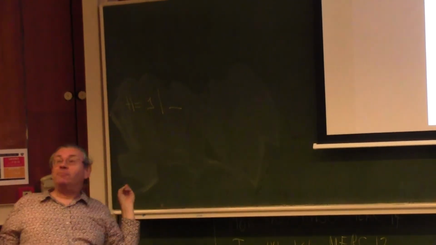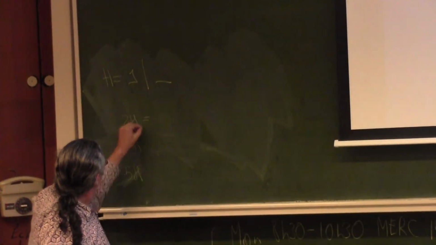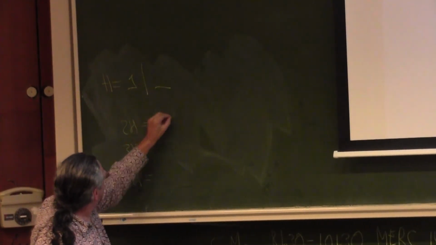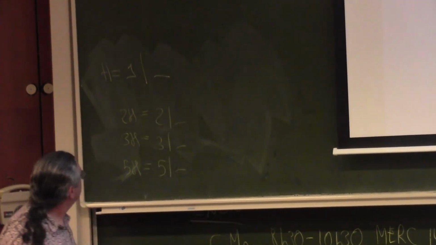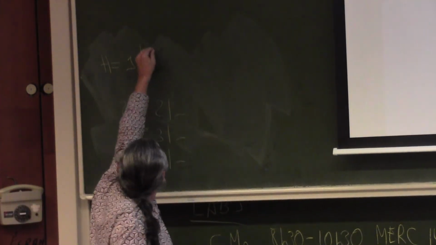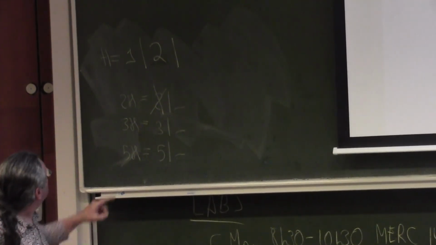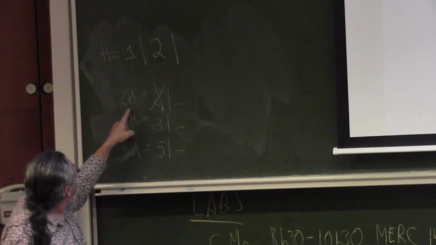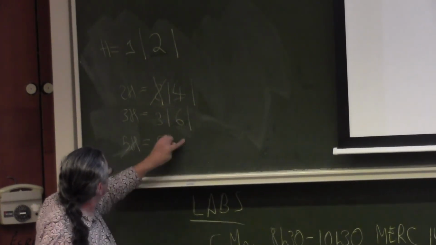So h is 1. We know it has to start with 1. Okay, so we have 2h, 3h, and 5h. So 2h is 2, 3h is 3, and 5h is 5. The smallest of these is 2, so the next one has to be 2. Now we have removed the 2, but now we have 1, 2. So this one turns into 2, 4, this is 3, 6, and this is 5, 10.